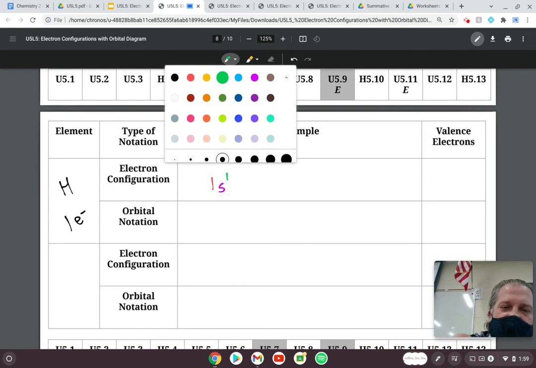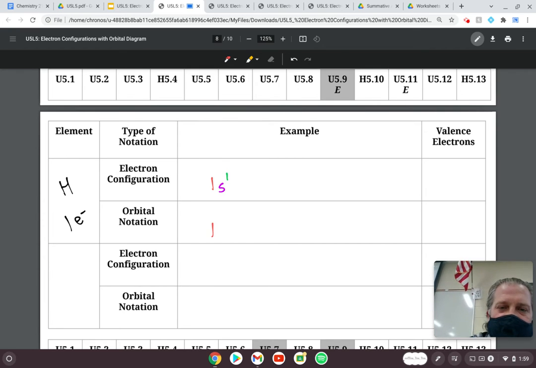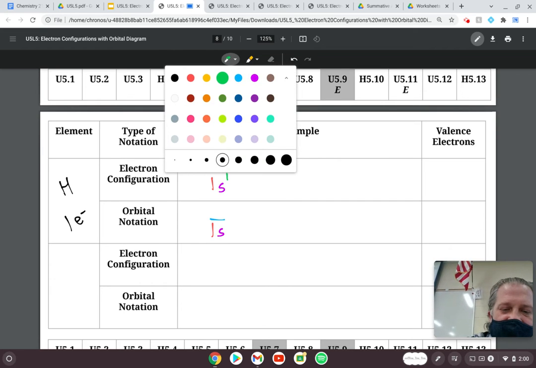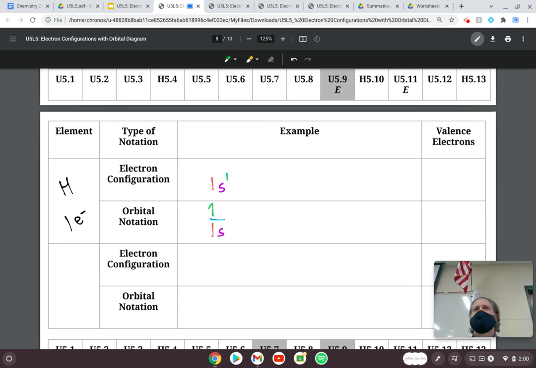If I'm going to draw the orbital notation, it's going to be very similar. It's going to be 1s. I'm going to add the orientation, and then I'm going to add an arrow up. And I don't really care if you add an arrow up or an arrow down. It's just that when you have to put two electrons in the same orientation, they need to be opposite of each other. And we'll see some examples of that in a moment.